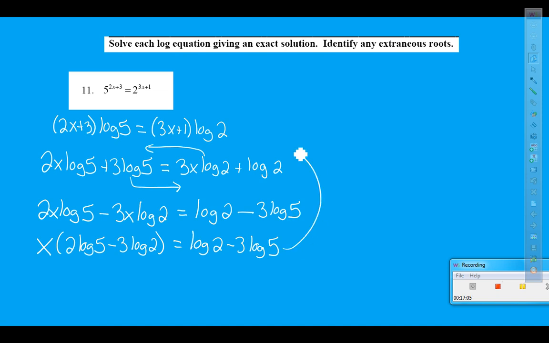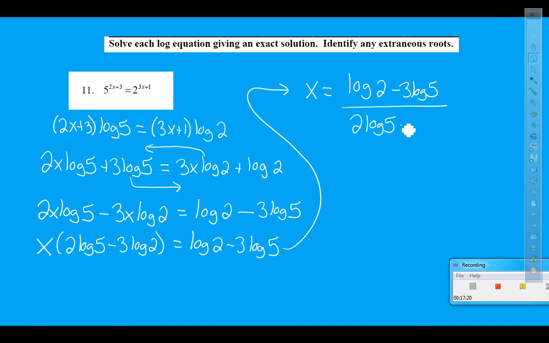Finally, the ending answer, x is going to be log of 2 minus 3 log of 5 over 2 log of 5 minus 3 log of 2. There's your answer. There's other ways to write it, but this is going to be as easy as you can.